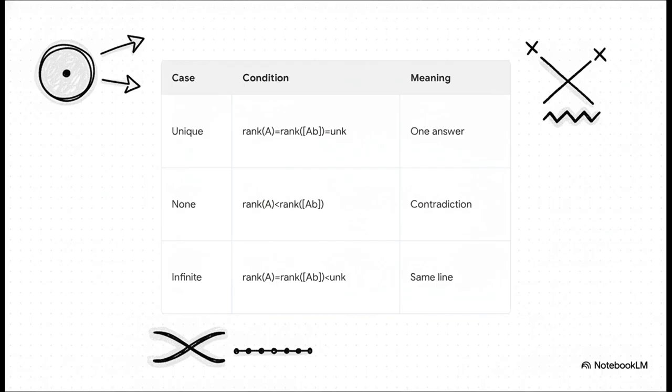Alternatively, the equations might just be repeats of each other, overlapping perfectly. This leaves us with infinite solutions because we essentially just have a whole line of possibilities and not enough unique, constraining information to pinpoint a single dot on that line.